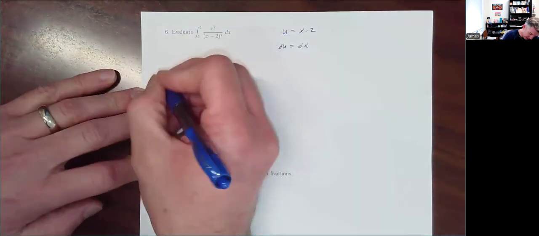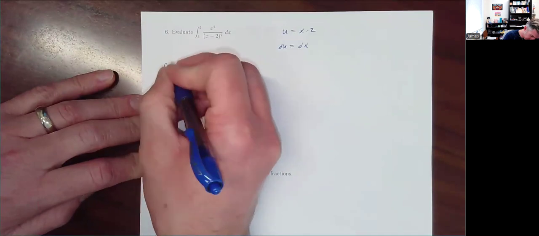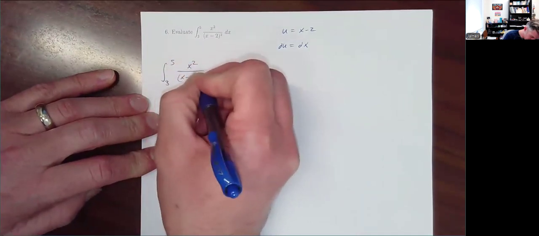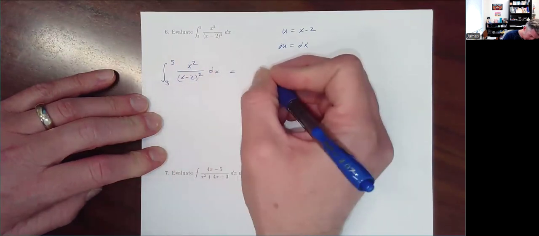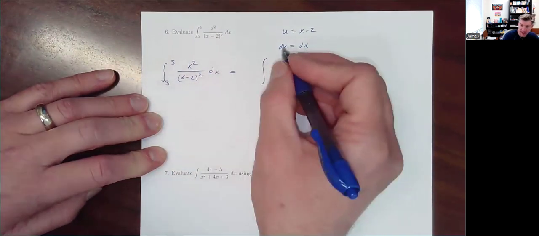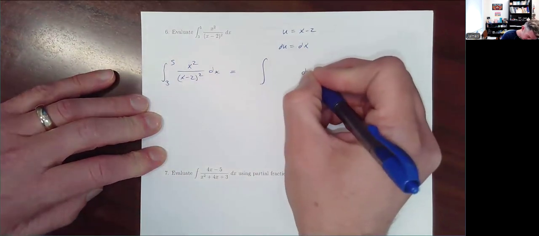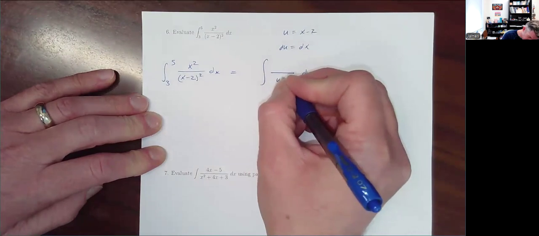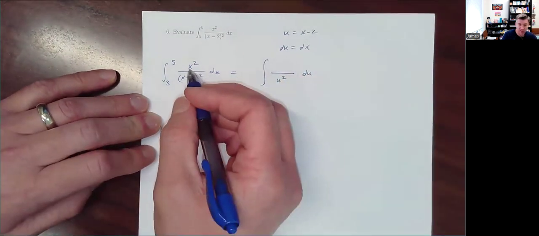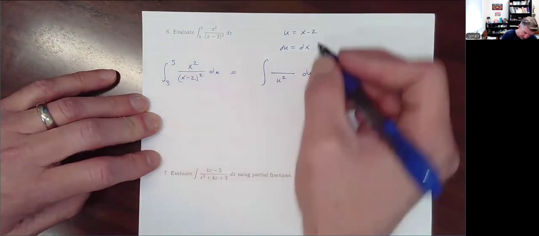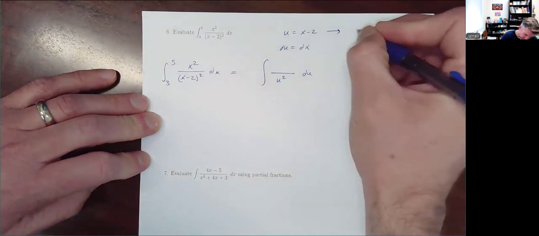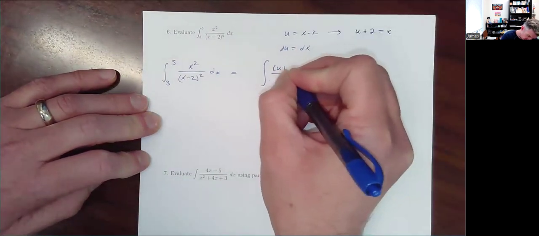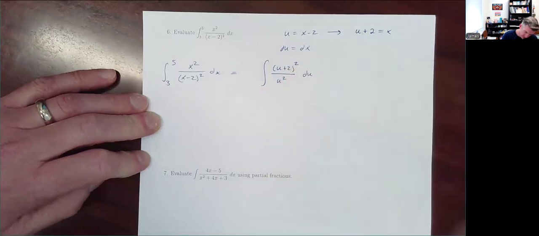So I'm going to start rewriting this. My integral from 3 to 5 of x squared over (x minus 2) squared dx. I first worry about the dx. Well, dx is du. That's nice. My denominator is x minus 2, which is u, so u squared. But in my numerator, I need to replace that x. So I take u plus 2 equals x, and my numerator is (u plus 2) squared.